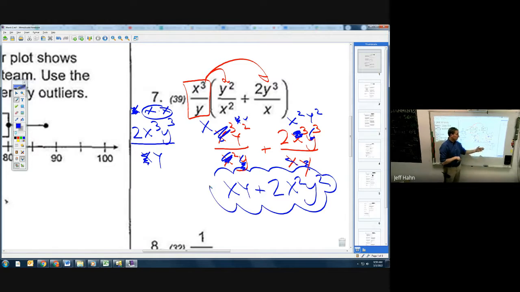So this technically should go in front if I'm writing it in standard form. What would be the leading coefficient? 2. If this was written in standard form, this thing would have to be in front. That would be the number that's in front of everything.